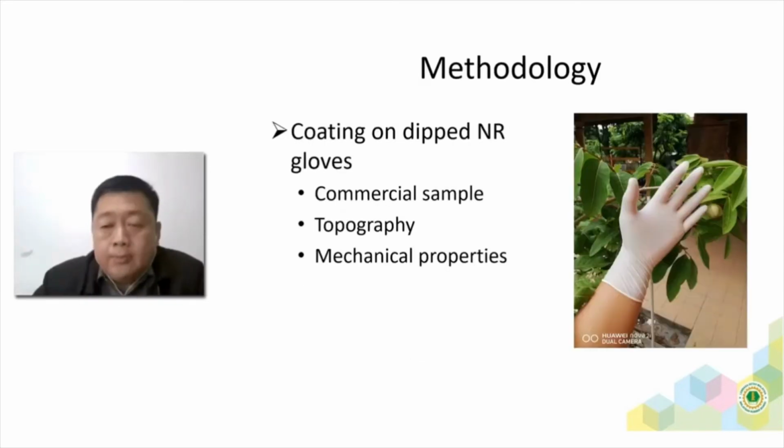So one of the samples that I mentioned just now is the coating on this natural rubber glove. As you can see from the picture here, this is a type of surgical glove made of natural rubber latex. This particular sample I'm sharing with you is a commercial sample given by an industrial player in Malaysia. In the request, they would like us to look at the morphology or the topography, and also some of the mechanical properties, which I'm going to share with you later.